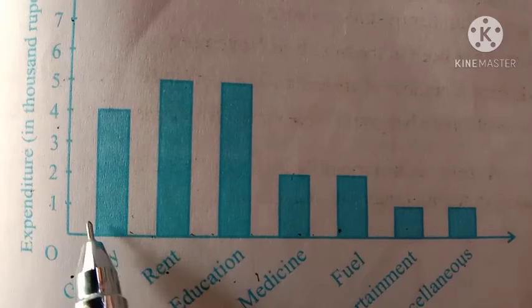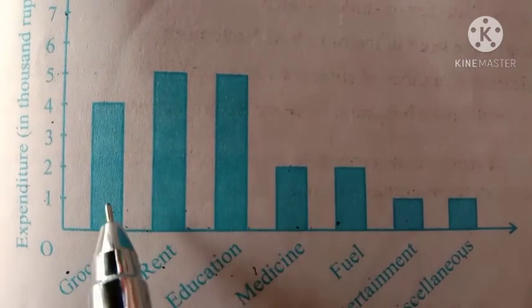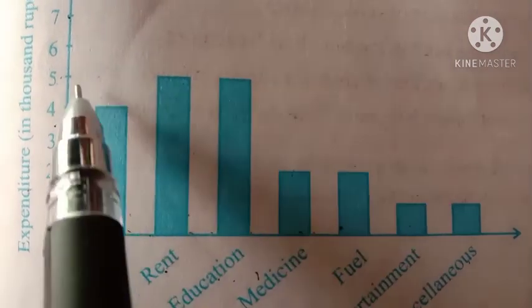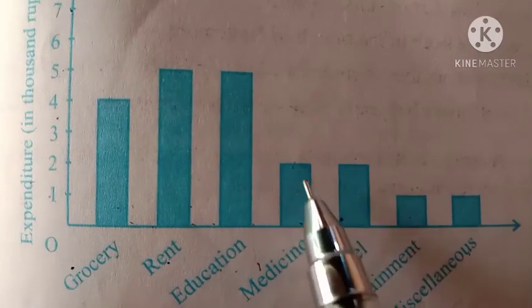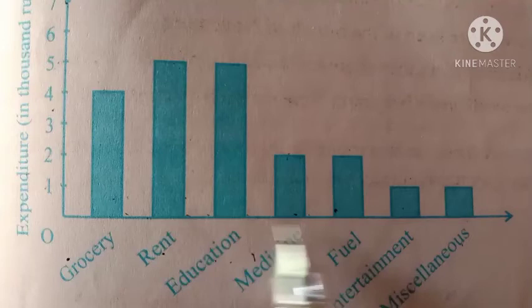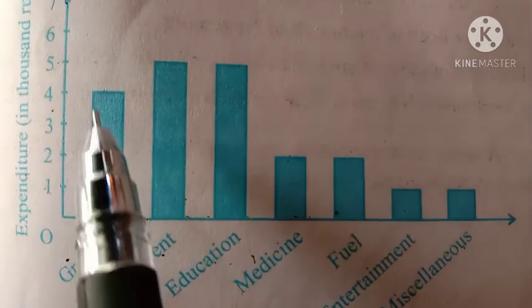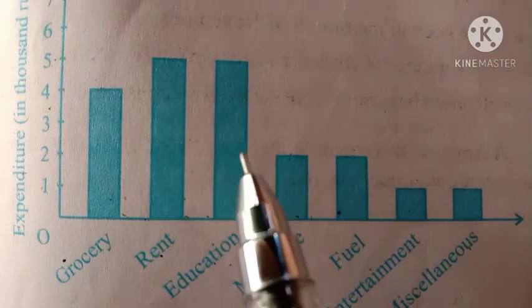Now listen, each of these rectangles having equal space in between them, and these rectangles having a height 4, 5, 5, 2, 2, 1, 1 as per in the given data. So in this manner we can easily draw bar graph of the given data. Okay.